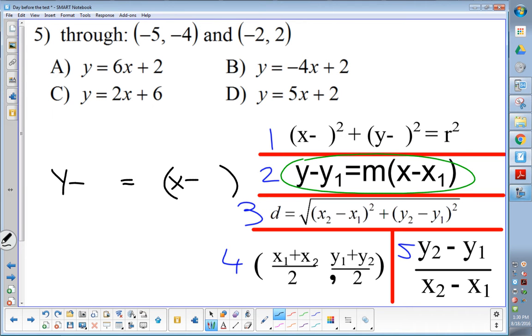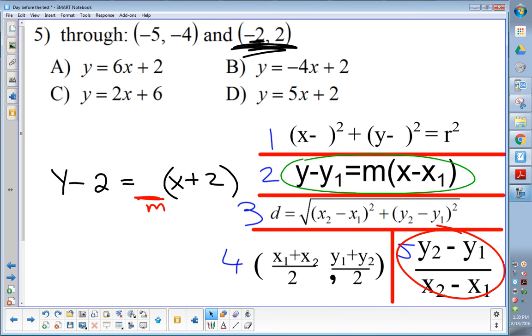We need a point, which we have. I'm going to pick this one because it's easy. So y minus 2 and x minus negative 2. Okay, but we also need this, which is slope. How can I find slope? Number 5, that's your slope formula. Go.